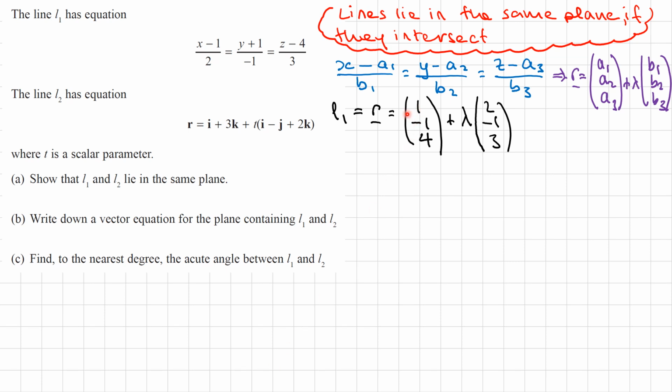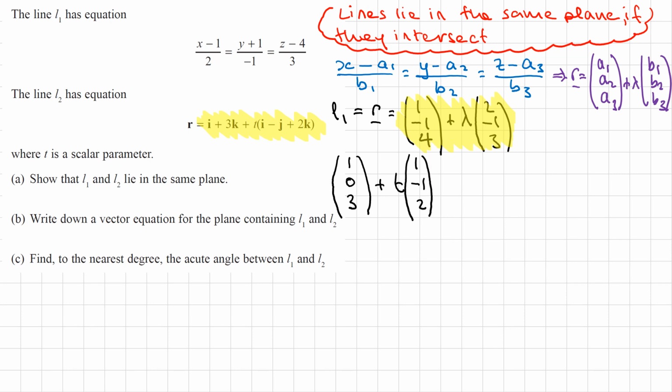Now, because I want to work out if L1 and L2 intersect, I need to set the vector form of the equations equal to each other. So I need to take the vector part of L2, set it equal to the vector part of L1, and solve. So if I take the vector part of L2, that will be written as a point that it passes through, that's going to be this part here. So 1 for i, 0 for j, 3 for k, plus, in this case, the scalar is t, and its direction is 1, negative 1, 2. So that's L2. Let's set that equal to L1. So 1, negative 1, 4, plus lambda times 2, negative 1, 3.